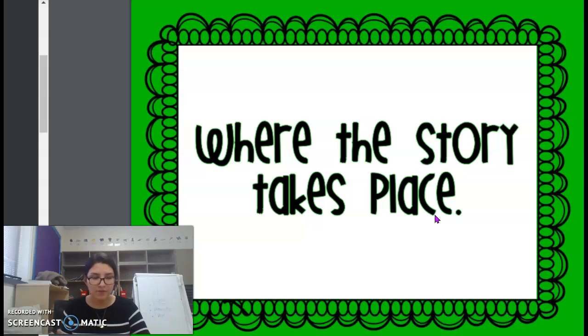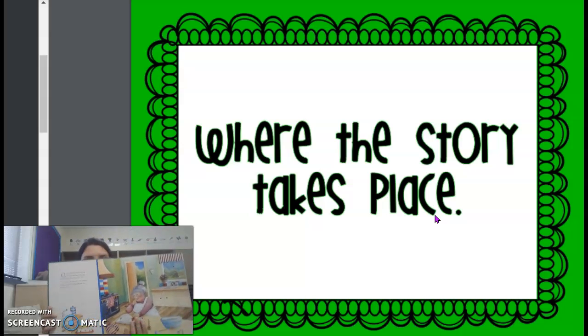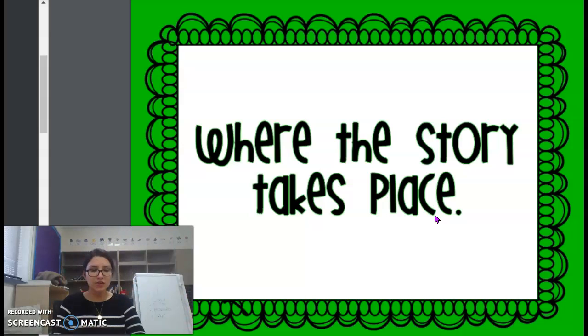So where? So the story starts off in the kitchen, right? So it takes place in the kitchen, it takes place outdoors, it takes place in the river. So those are the different places. Oh, in the fields as the gingerbread man is running. So kitchen, outdoors, the fields, the river. Those are those different places the story takes place.